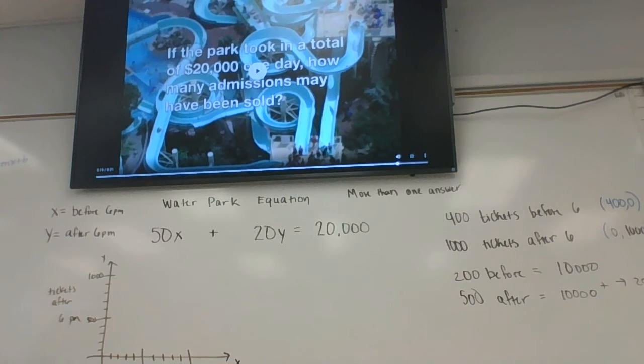Okay, so we have 400 comma 0. We have 1,000 comma 0. Graph it. Any point in here, the blue line represents the water park making $20,000. So any combination of points on here is the water park making $20,000. So it's 200, 500 on here. That's pretty close.